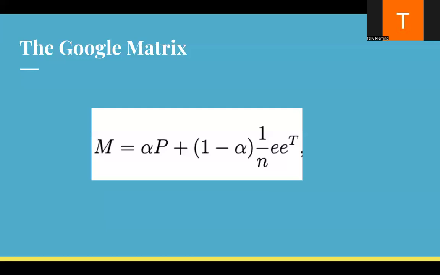This blends the transition matrix P with a teleportation step. With probability alpha, an individual follows a link as in the original matrix P, but with probability 1 minus alpha, they teleport to a random page. The result is the Google matrix M. This adjustment guarantees the necessary properties, which mathematically ensures a unique stationary distribution.